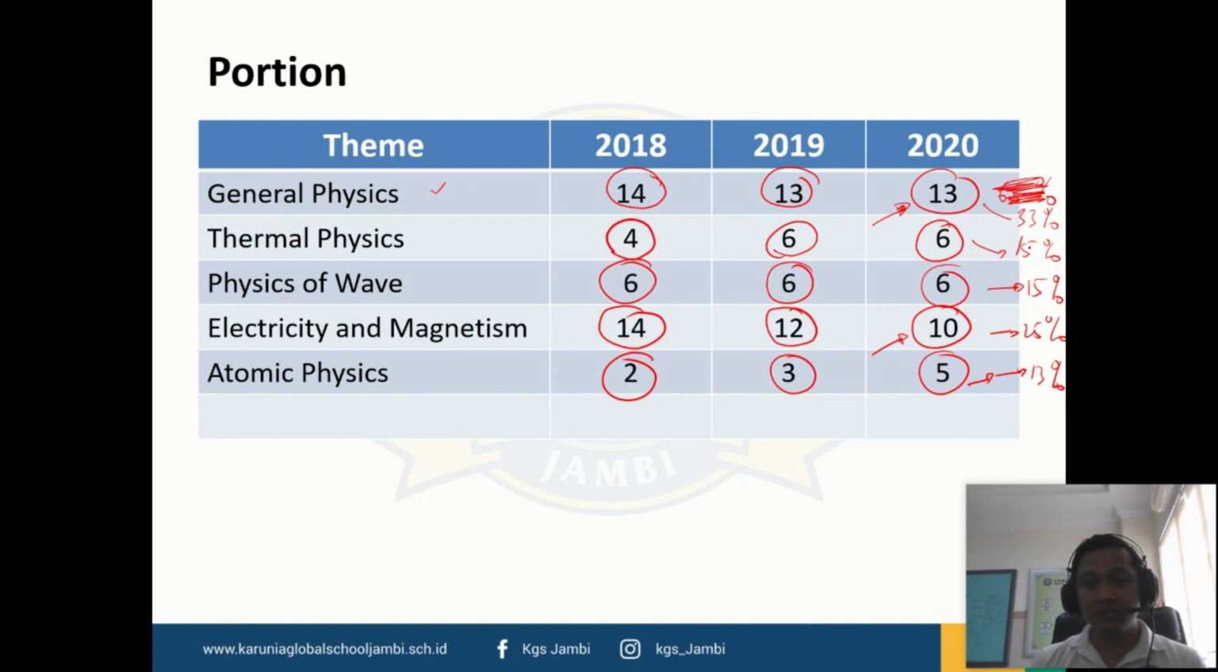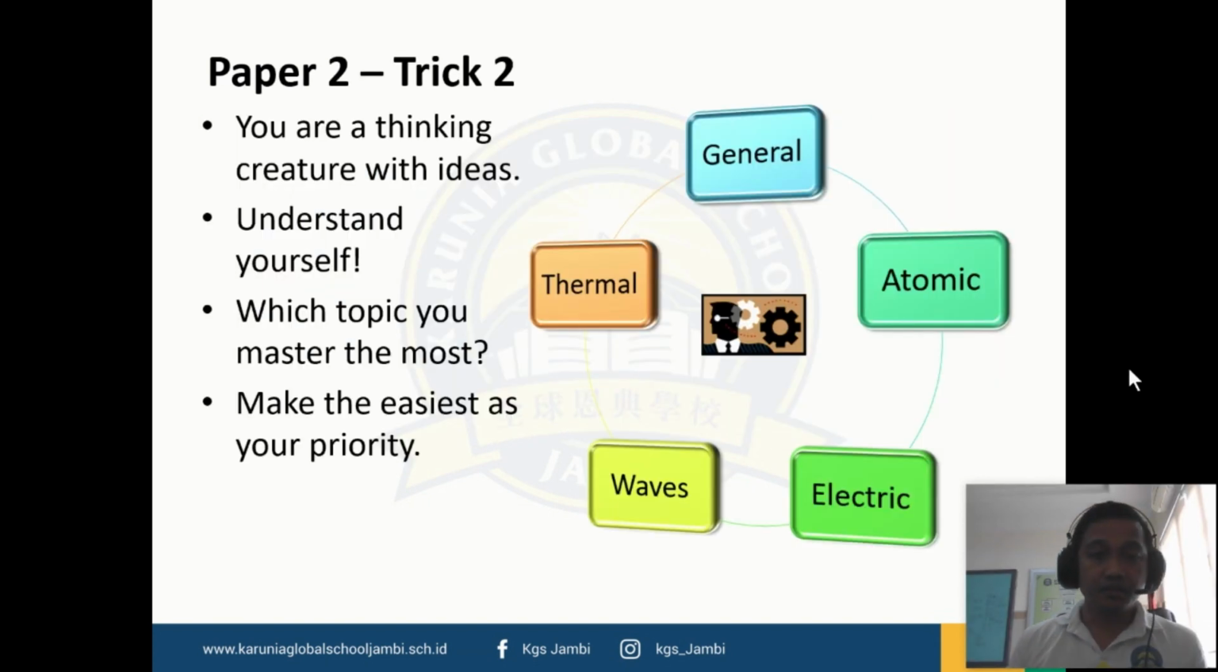So check out, if you want to get at least C, you need to get 50. For example, you are good in general physics, and then you are also good in thermal physics, that is already 48. Well, you need more than that. For example, you're good in general physics and also good in electricity and magnetism. That's a better combination. Now in paper 2, remember that you have five topics: general physics, thermal physics, waves and light, electricity, and then atomic physics.